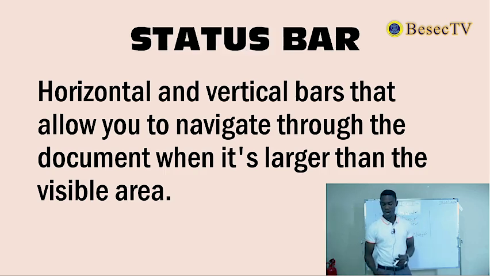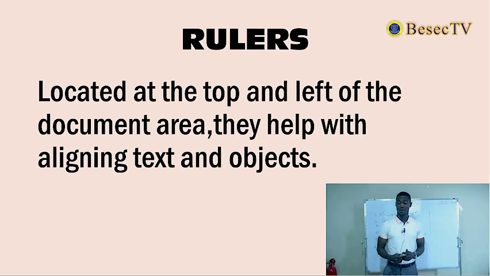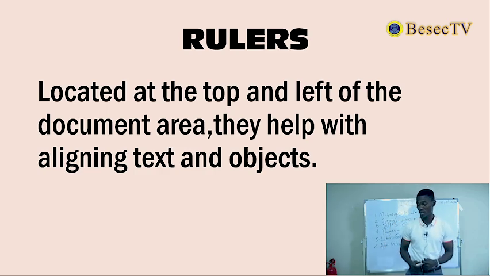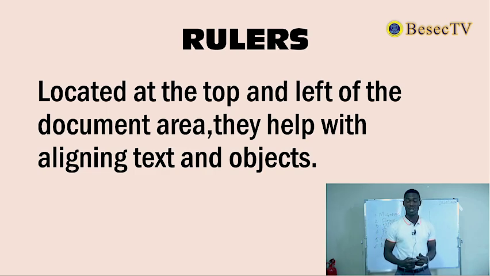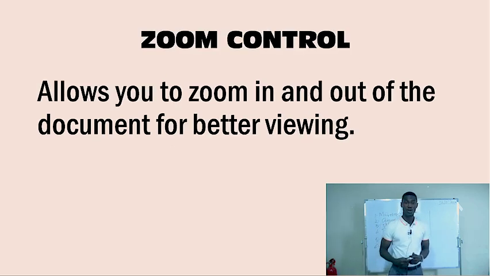Then from there we have the status bar, but let's move on to the rulers, located at the top and left of the document area. They help you with aligning text and objects. So you might have a document which you want text to be in a certain particular order. The rulers are going to help you make these adjustments in your document to get a very beautiful view. So we also have another control, which is the zoom control.